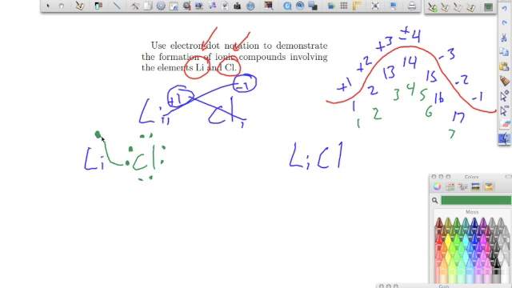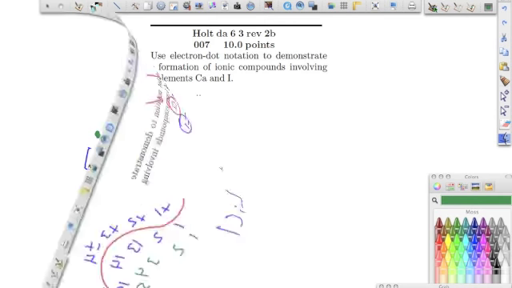So what we should see is that 1 dot going here, and that's where we get our lithium, which has a +1 because it gave it up, and then chlorine, which now has 8 valence electrons, would be -1 because it stole 1 from lithium. So this is what we should be looking for in our answer.